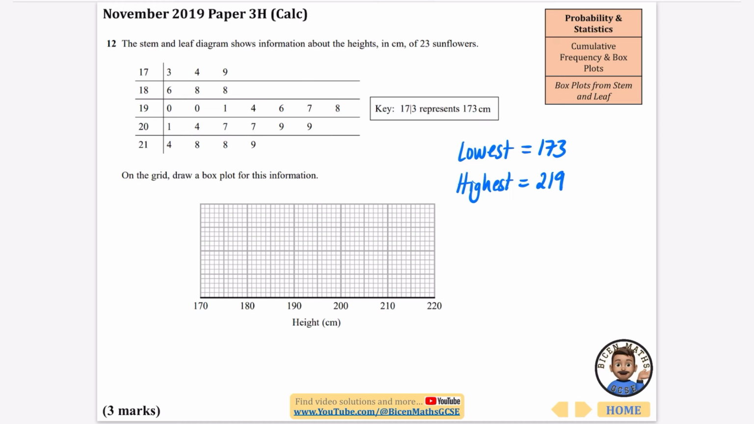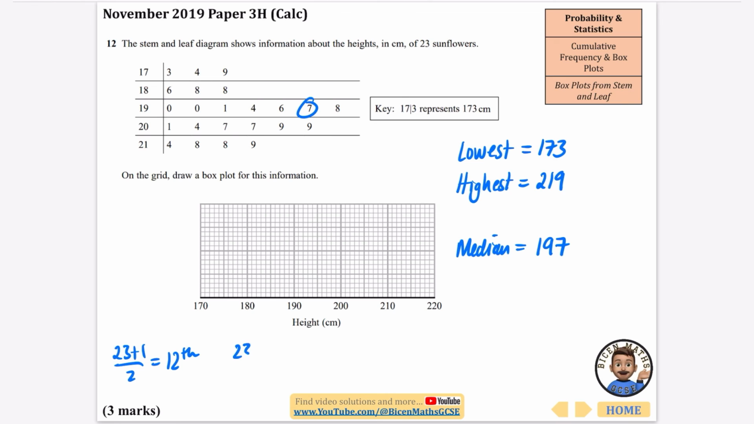Now we're going to try and figure out the median and then the lower quartile and the upper quartile. Now there's no surprise they've done 23, because for the median, if you do 23 plus 1 and divide it by 2, that gives you 24 divided by 2, or the 12th number. So I'm going to go 1, 2, 3, 4, 5, 6, 7, 8, 9, 10, 11, 12. So that 7, which corresponds to the 197, is the median.